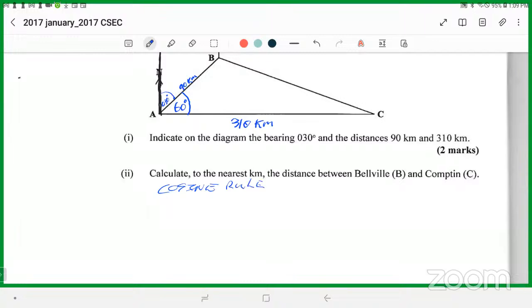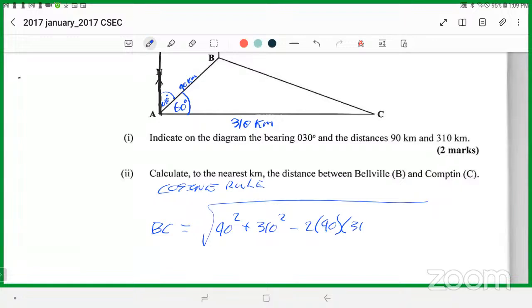Like big people now, can just write BC equals the square root and fill out under the square root sign. This side squared plus this side squared: 90 squared plus 310 squared minus a piece: 2 times the 90 times the 310 times the cosine of the angle between them, which is the 60 degrees right here. 60 degrees. Come on, we're using this enough times now.